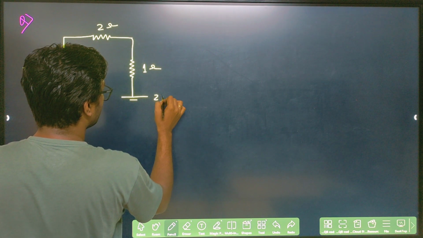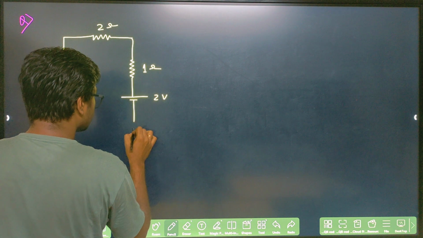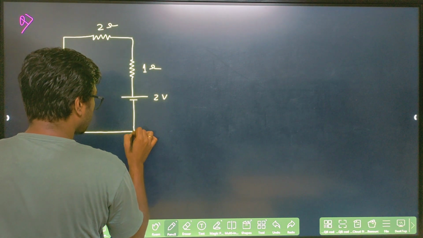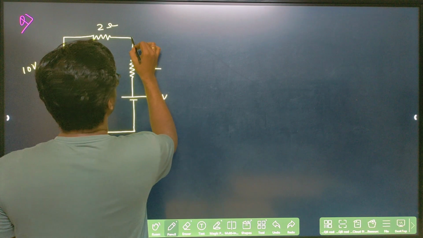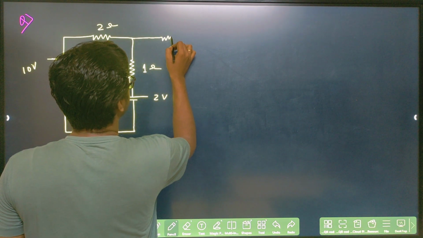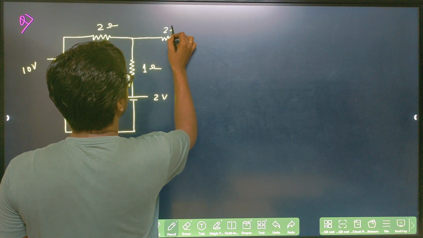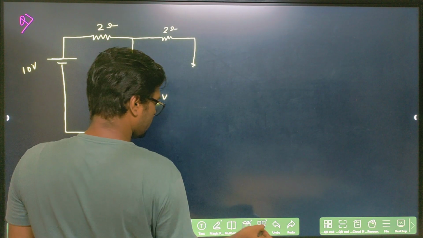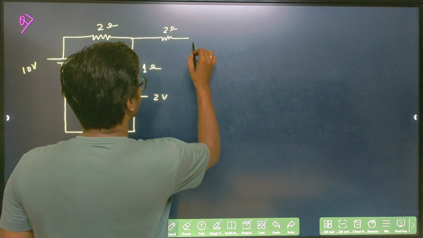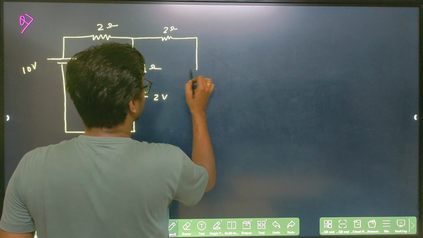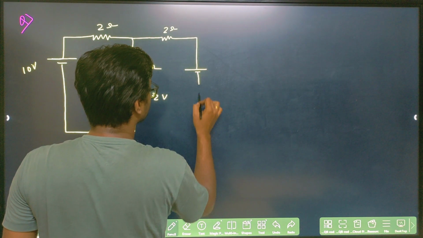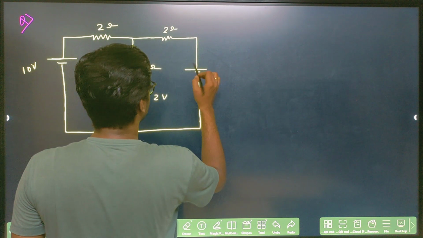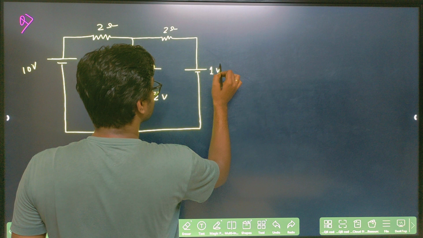that is your, let's say, 2 volt. It is connected like this, and from here there is another resistor, that is your again 2 ohm, and you can put a cell here, we can take this as 1 volt. Okay.